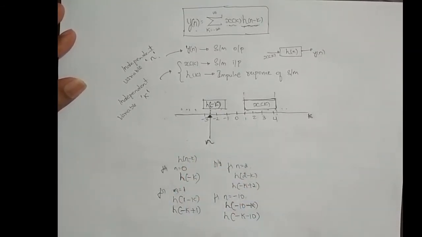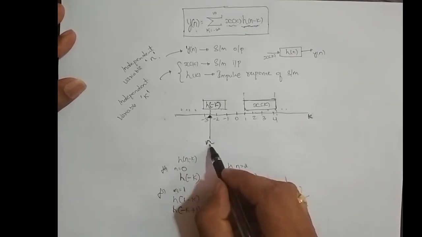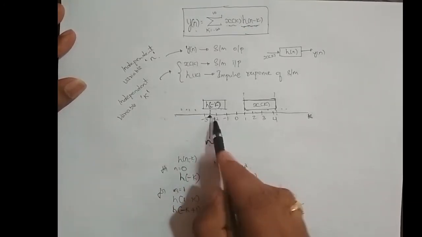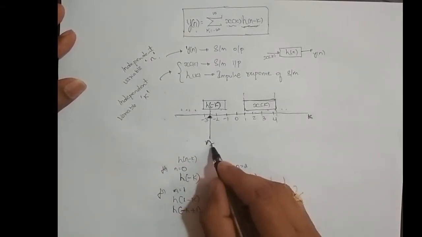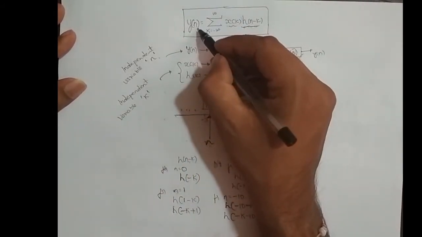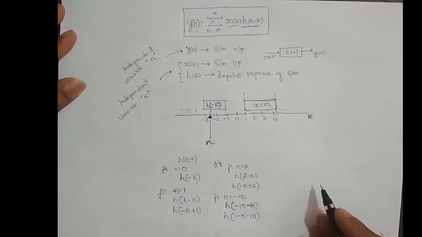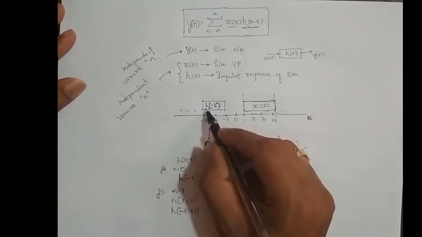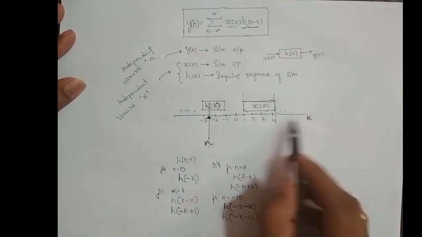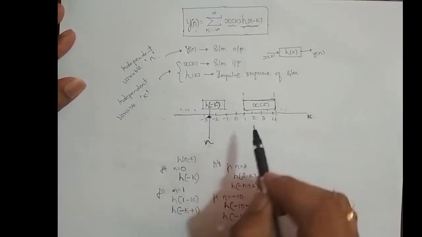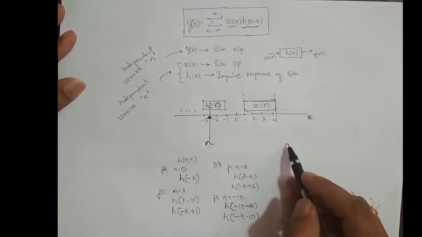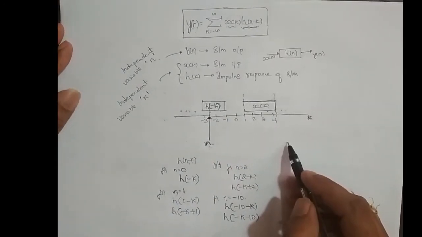So basically, each and every time when you give the values for n, h of minus k is moving along the k axis, right? And this n is related to the output sequence y of n. Okay, and this has the liberty to move along the k-axis, whereas x of k has no liberty to move along the k-axis. It remains in its position itself. It does not change. Fine.